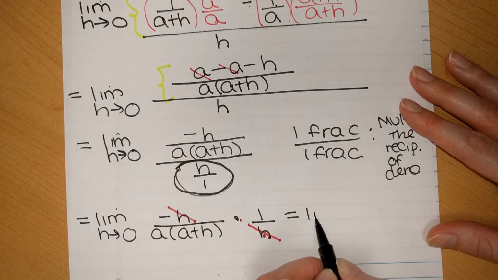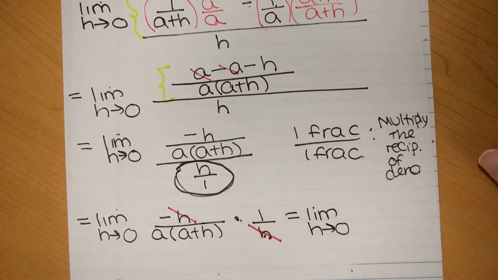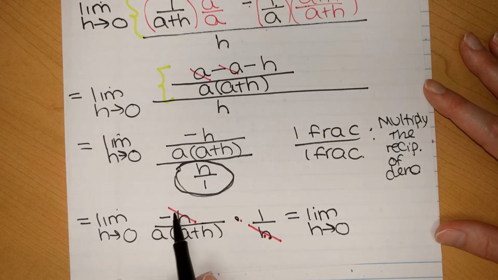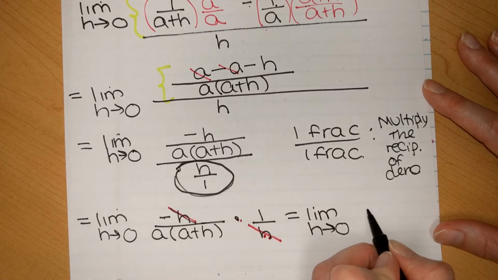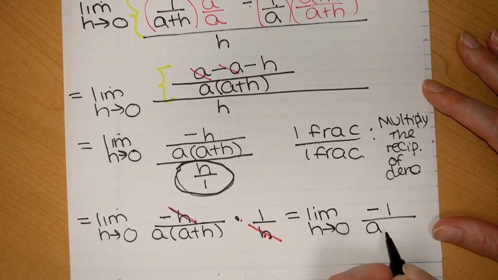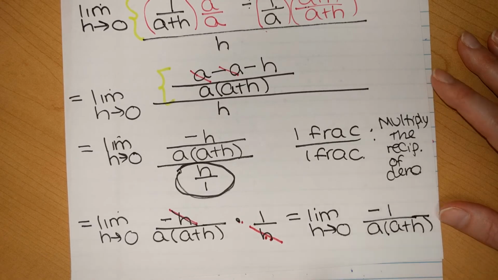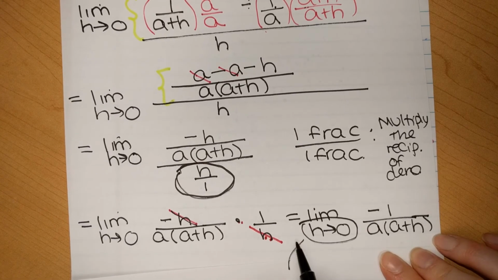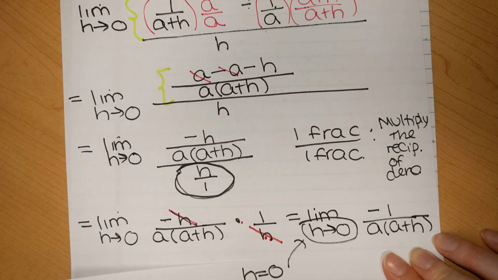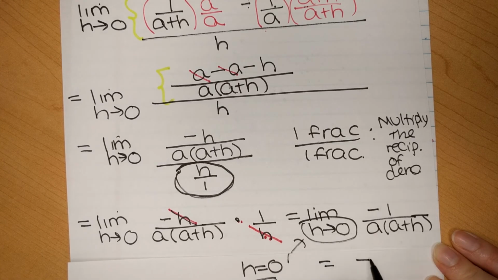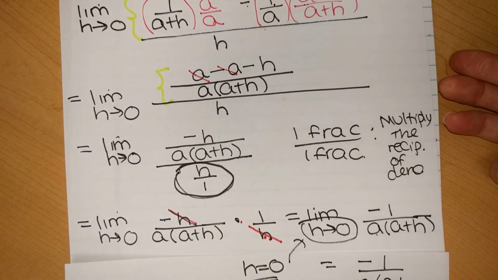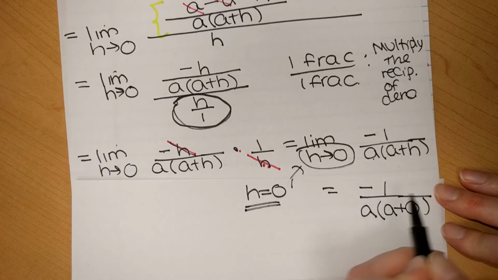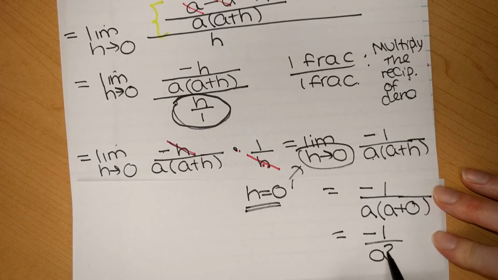So now that it's canceled, things are looking up, and we're hoping that once we plug in, everything's going to be fine. We're going to get a finite number. So once we cancel out those h's, we have negative times 1, so just negative 1 over a times a plus h. Now, what exactly are we plugging in here? What we are plugging in is h is going to 0. So that tells us we want to plug in h is equal to 0. So we will have negative 1 over the a is still going to be there, and now the h is going to be 0. So that will give us negative 1 over a squared as our limit.